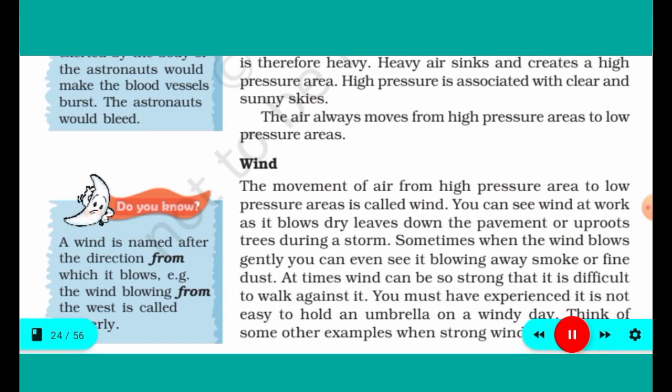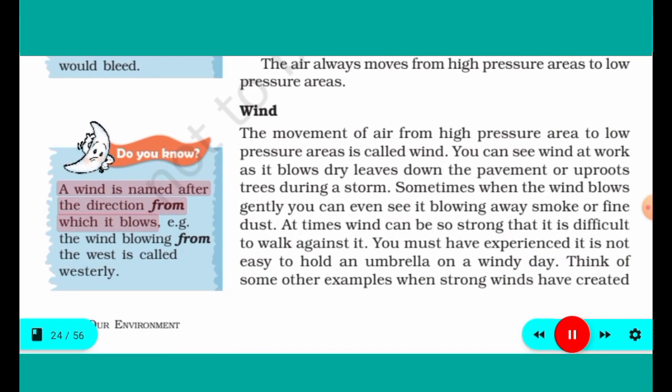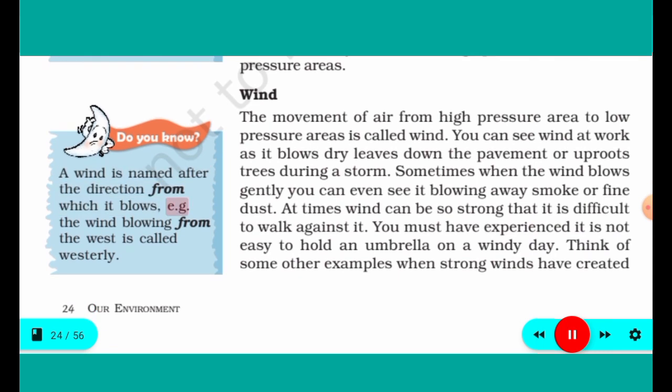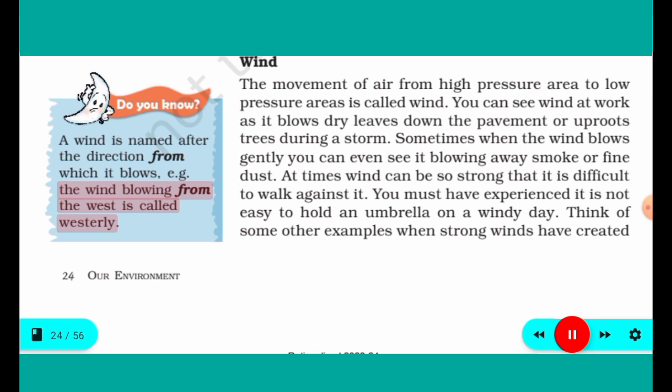Do you know? A wind is named after the direction from which it blows. For example, the wind blowing from the west is called westerly.